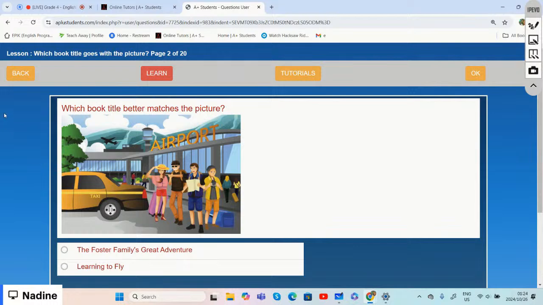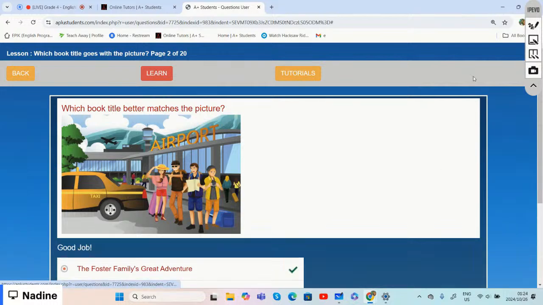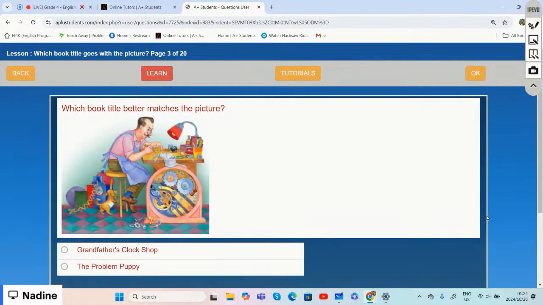All right. And if we were to choose the correct option, right, based on the picture, then we can say the Foster Family's Great Adventure. Especially if we look at them, they are ready for an adventure. They have their maps out, cameras out, right? They are all ready to have a good time, not learning to fly. All right. So well done. Option one is correct.